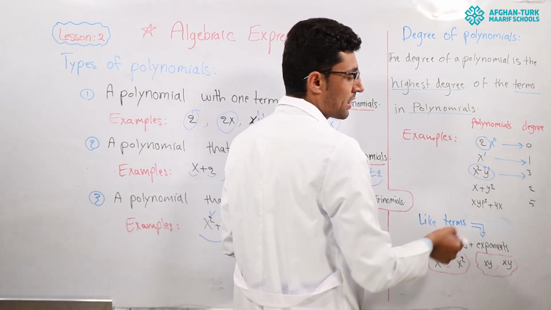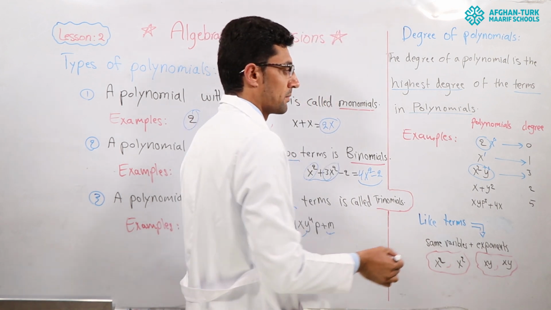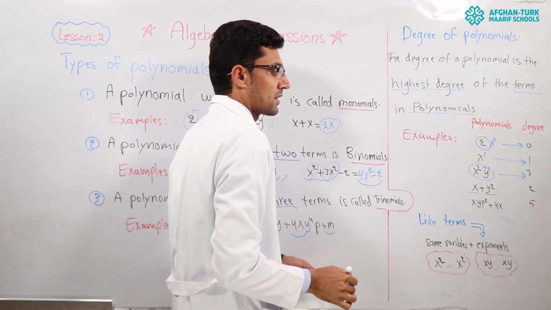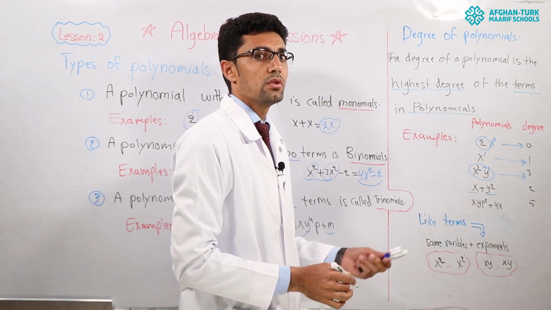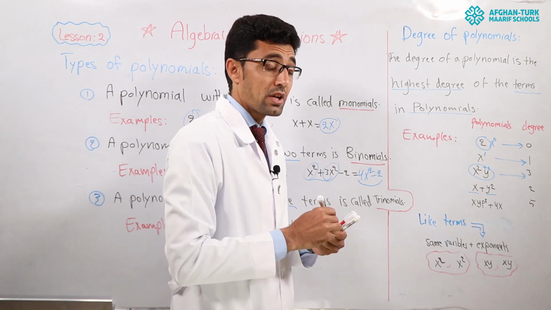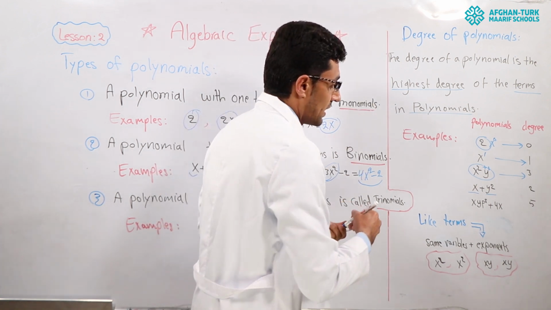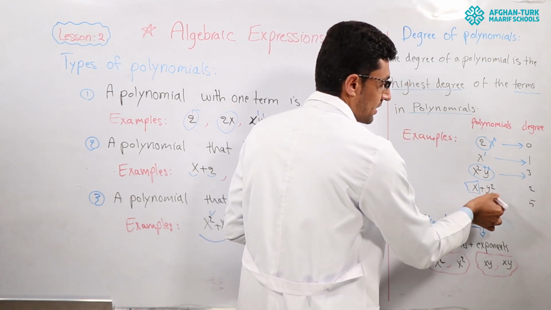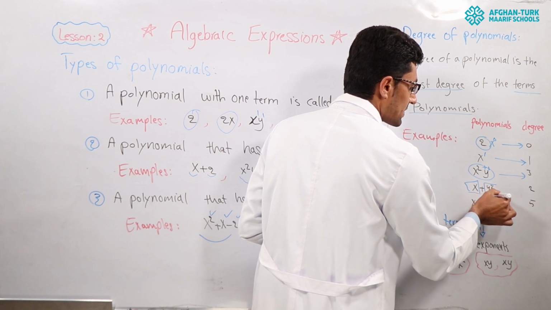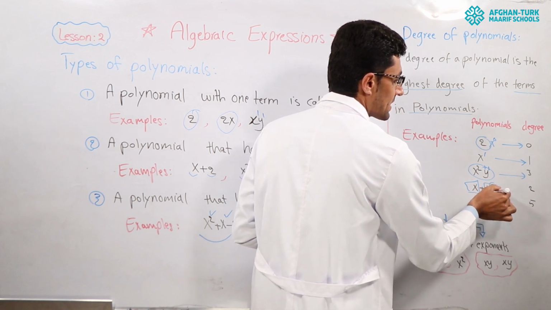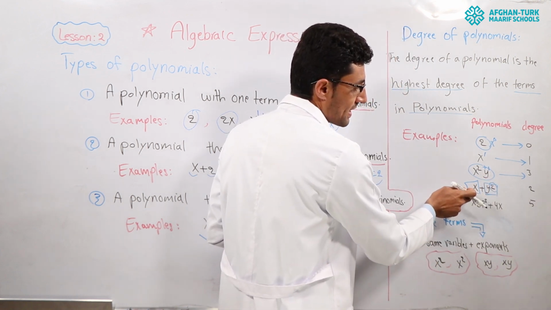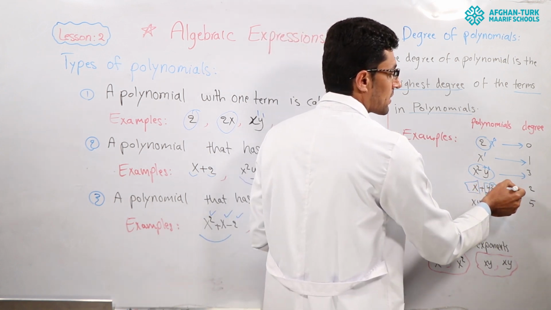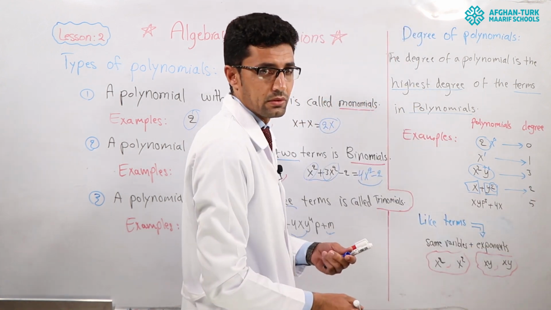And here we have a binomial, which has two terms. I should see which one is the highest. About x, the highest power is 1. y squared, the highest power is 2. It means this is the degree, because in this term the highest power is 1, in this term the highest power is 2, so the answer will be 2.